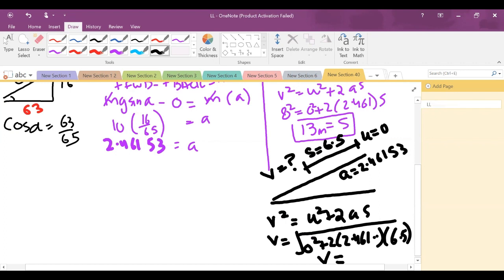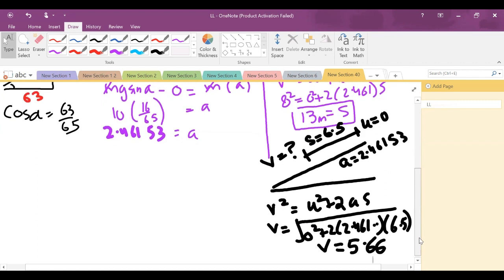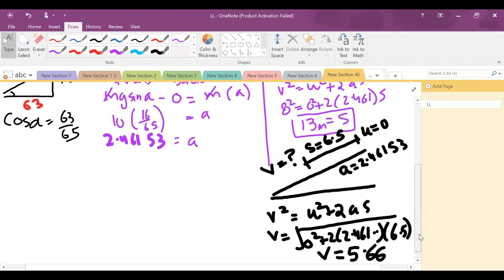इससे भी आना चाहिए 5.66. जी ये आ गया. सेम इक्वेशंस ऑफ मोशन यूज हो रही हैं और s अब हमने हाफ s किया. s 13 था तो हाफ s हो गया 7.5.